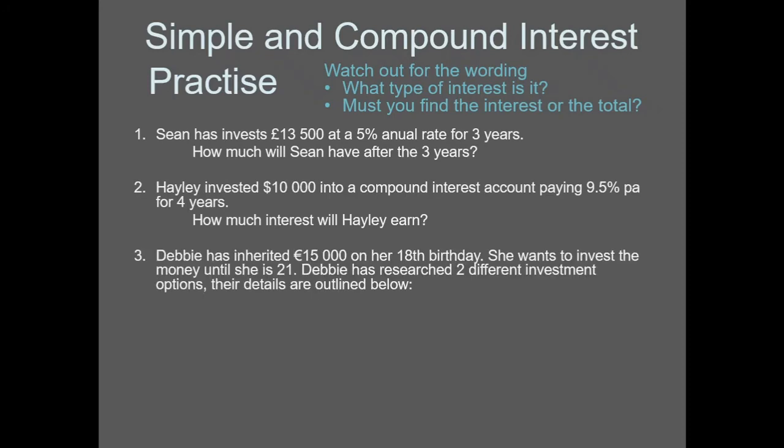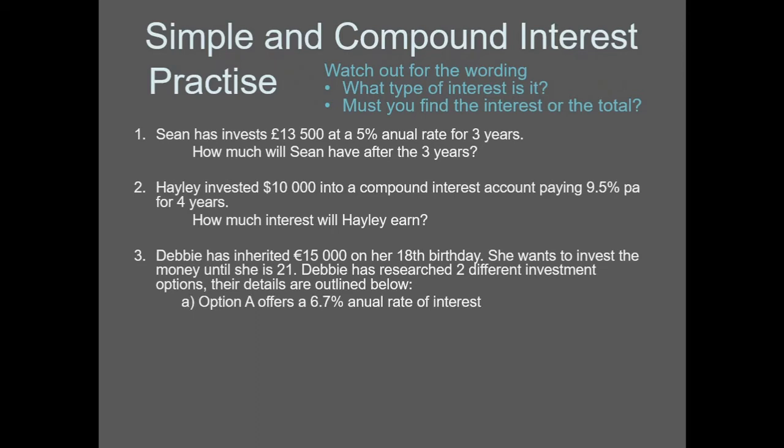Question 3. Debbie has inherited 15,000 euros on her 18th birthday. She wants to invest the money until she is 21. So be careful with the amount of time that she's investing it for. From her 18th birthday until she's 21. How long is that? Debbie has researched 2 different investment options and their details are outlined below.